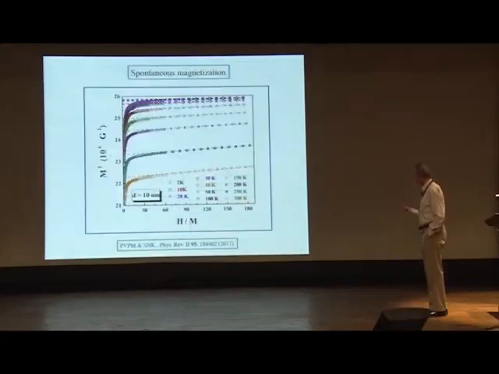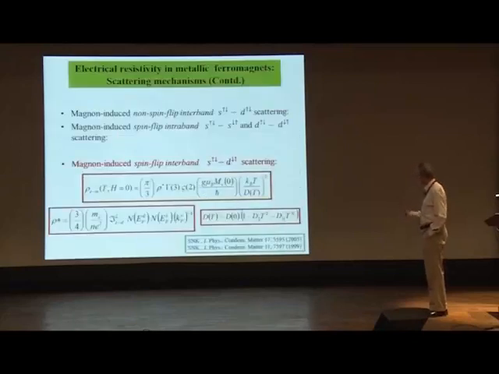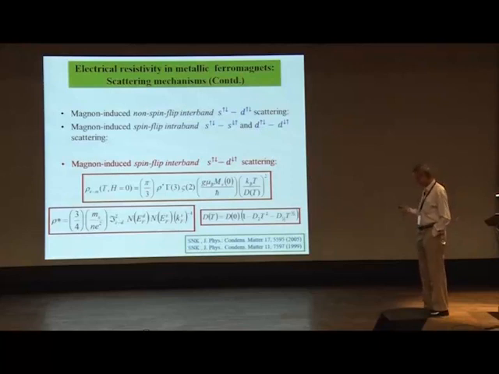Now if you just go back a few slides, in this expression, if we have to determine the electromagnetic scattering contribution, we have to know the spin wave stiffness and its temperature dependence, and that can be obtained from magnetization data as a function of temperature. Because here we need spontaneous magnetization, we need to extrapolate to zero field to get the spontaneous magnetization.